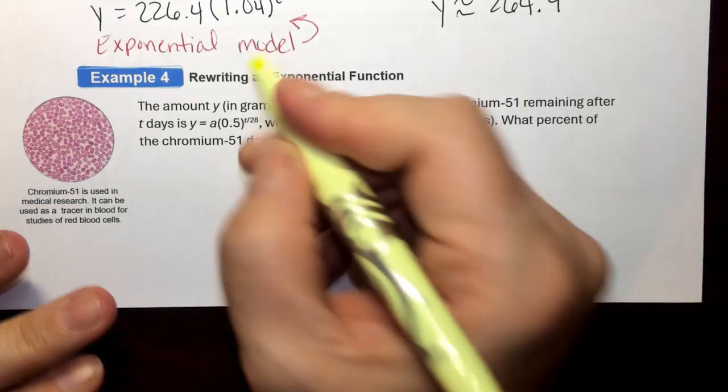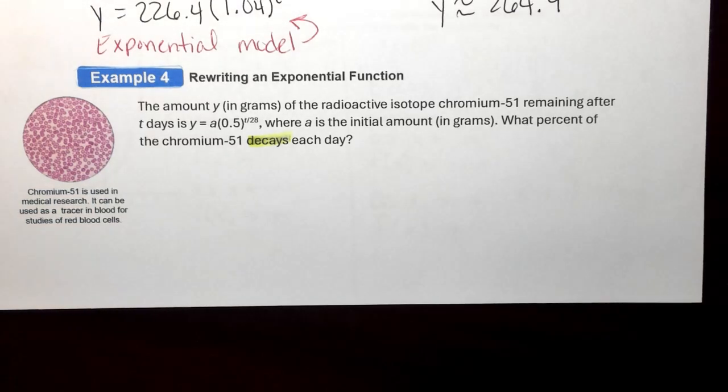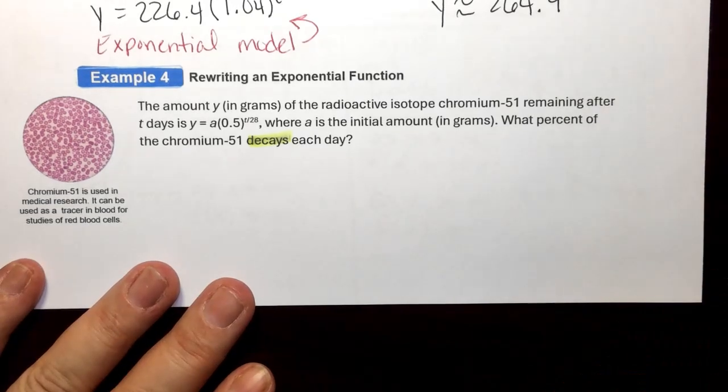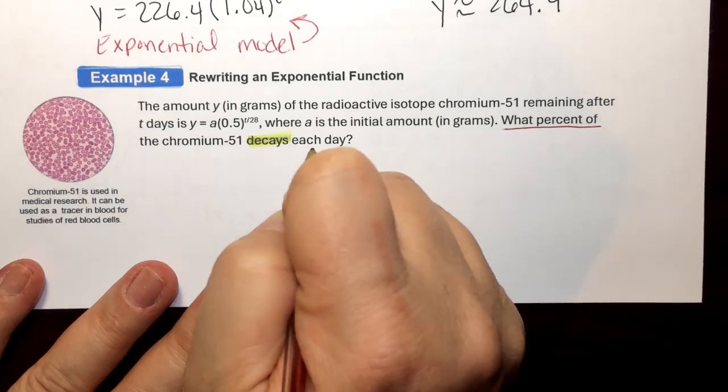So they're giving us the type of model, which we know that it would be losing. So that would be a helpful thing to know. But what is it that they want us to find out? They want us to find out what is the percentage of decay. So that has to do with our R value, right? So our goal is to determine what percent decays each day.